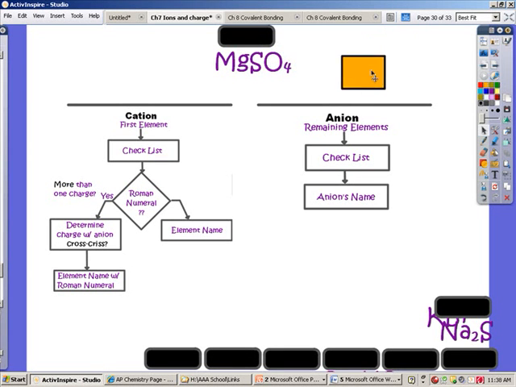Again, cover everything up except for that first element. Find it on your chart. Is there a Roman numeral next to it? Nope, there isn't. It's a group 2 element. It only has one charge. So therefore, we're just going to use the element's name, magnesium.